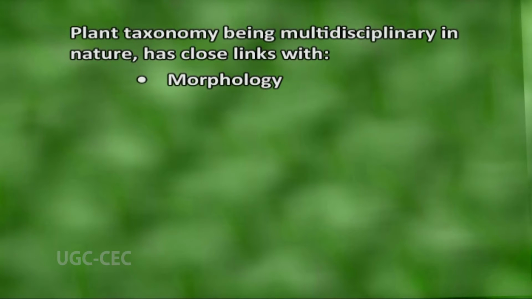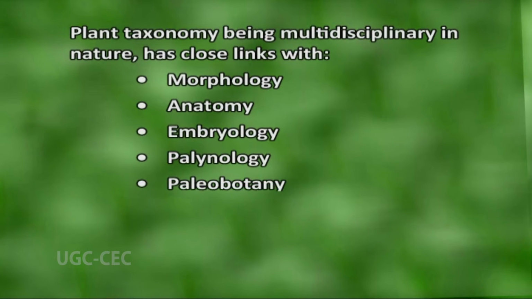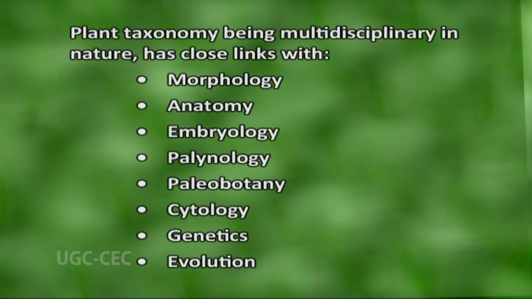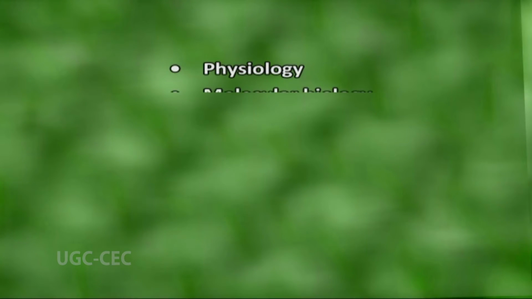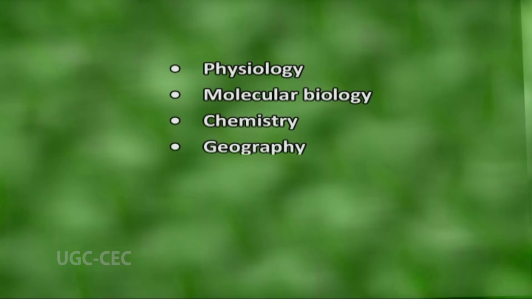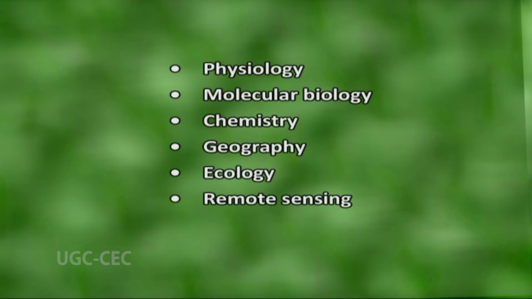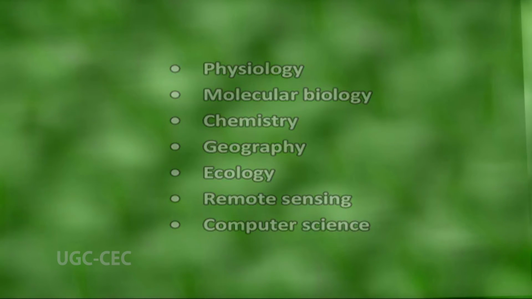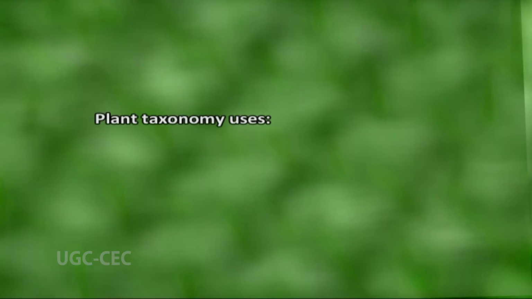The scope of plant taxonomy is diverse. It is benefiting not only botanists but also those who are working in other fields where plants are used as tools. Plant taxonomy, being multidisciplinary in nature, has close links with morphology, anatomy, embryology, palynology, paleobotany, cytology, genetics, evolution, physiology, molecular biology, chemistry, geography, ecology, remote sensing, and computer sciences. Some of the main uses of plant taxonomy are as follows.